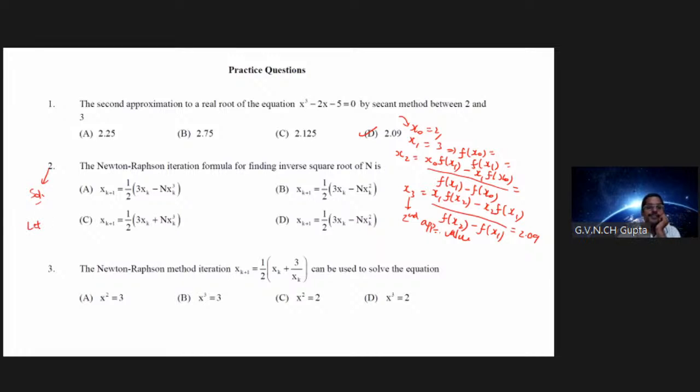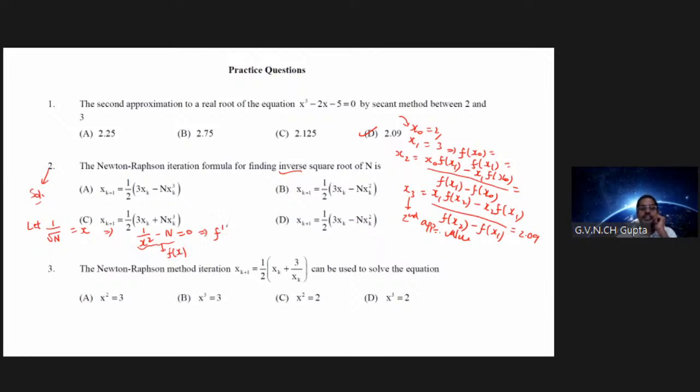So let 1 by root n, root n meaning square root of n, inverse, be equal to x. So squaring and inverting, you will get 1 by x square minus n is equal to 0. Because when there is a square root, you square on both sides. When there is a cube root, you cube on both sides. When there is already an inverse, you take the inverse again on both sides. And the square root is eliminated by squaring. So this is your f of x.